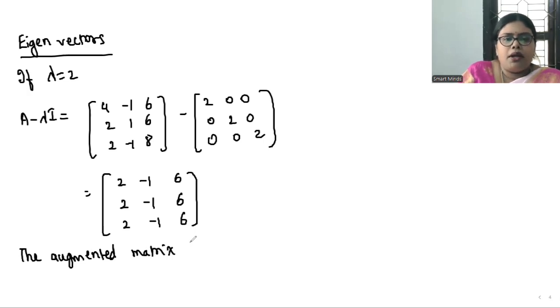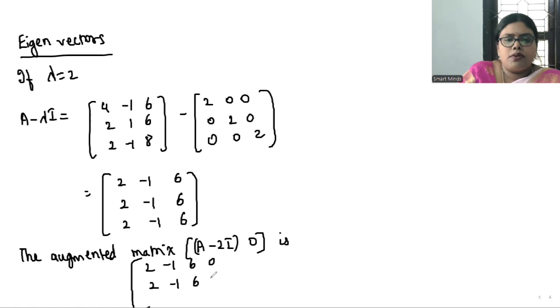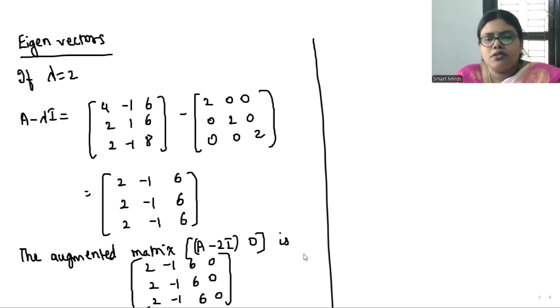The augmented matrix, that is [A minus 2I | O], is [2, -1, 6 | 0], [2, -1, 6 | 0], [2, -1, 6 | 0]. Now as you can see, all the three rows are equal. So we can make any two rows completely zeros.